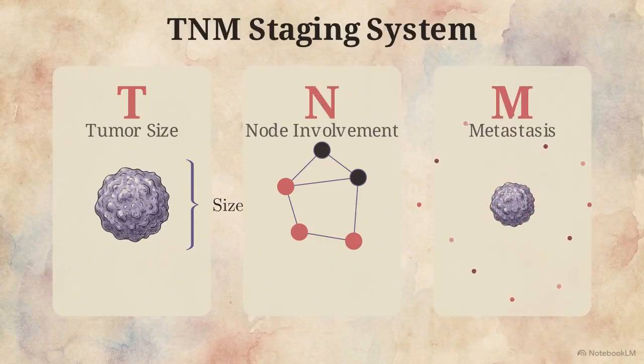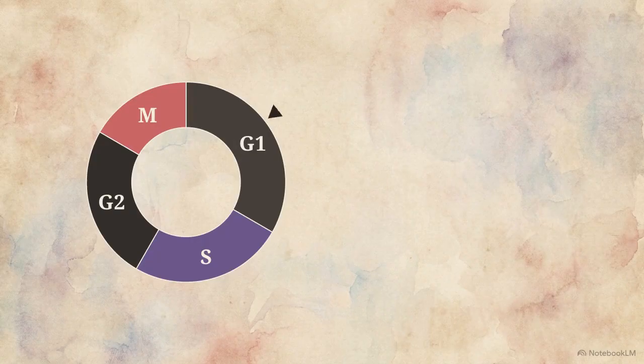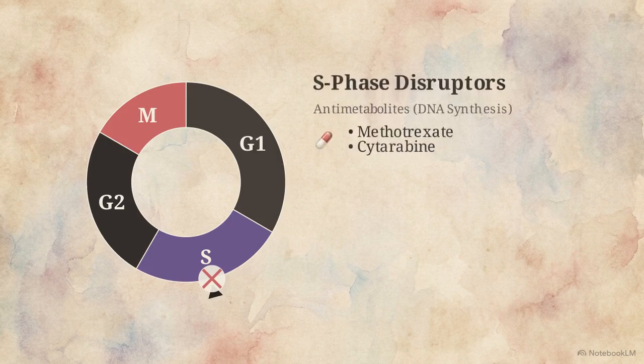extent of metastases. Because metastatic cancer is inherently systemic and fast-growing, a pharmacological cure must be equally aggressive. This sets the stage for chemotherapy. The anti-neoplastic arsenal attacks specific phases of cellular division. S-phase disruptors block DNA synthesis. These anti-metabolites include folic acid analogs like methotrexate and pyrimidine analogs like cytarabine.